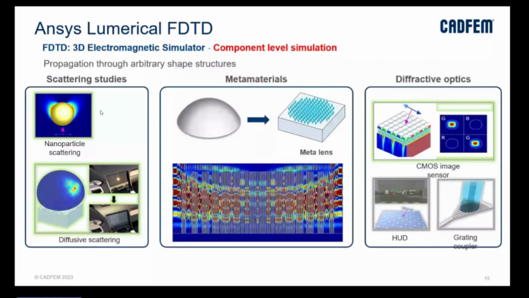For example, nanoparticle scattering for diffusive surface designing, or metamaterials. I was talking about the metamaterials since the beginning. With metamaterials, we can design the metalens. You know, the metalens is right now a very hot topic. People are trying to get rid of the bulk conventional lenses, and they can be replaced by the metalens as well.